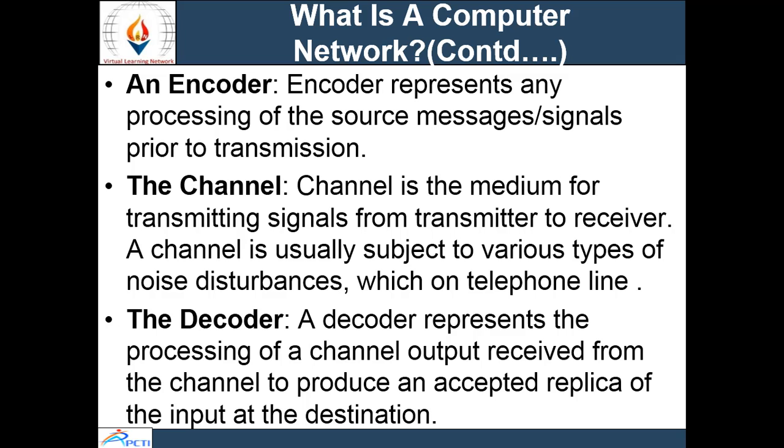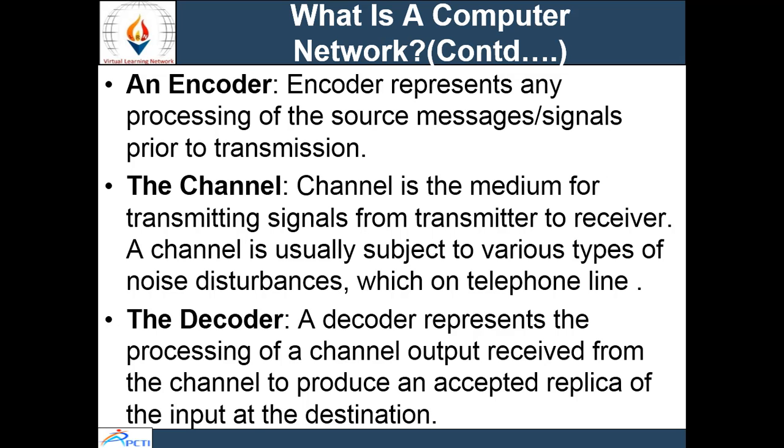Channel is the medium for transmitting signals from transmitter to receiver. It may be a telephone line, a high frequency radio link, a space communication link, or a space medium. A channel is usually subject to various types of noise distributions, which on a telephone line, for example, might take the form of a time-varying frequency response, cross-talk from other lines, thermal noise, and impulsive switching noise. A channel subject to noise is called a noisy channel. An error correcting code corrects errors due to noise.